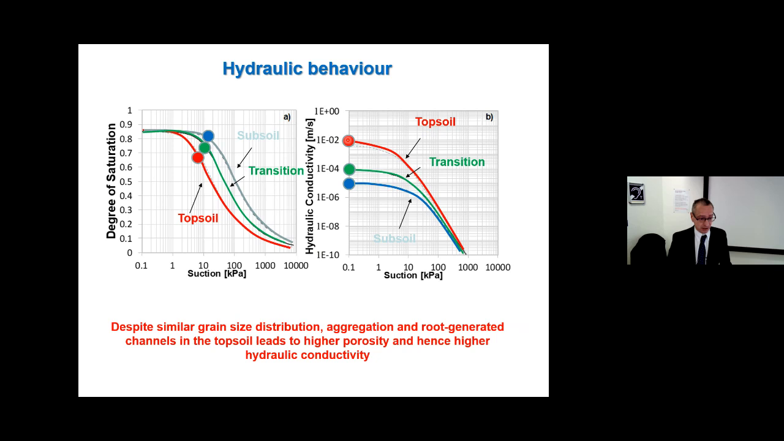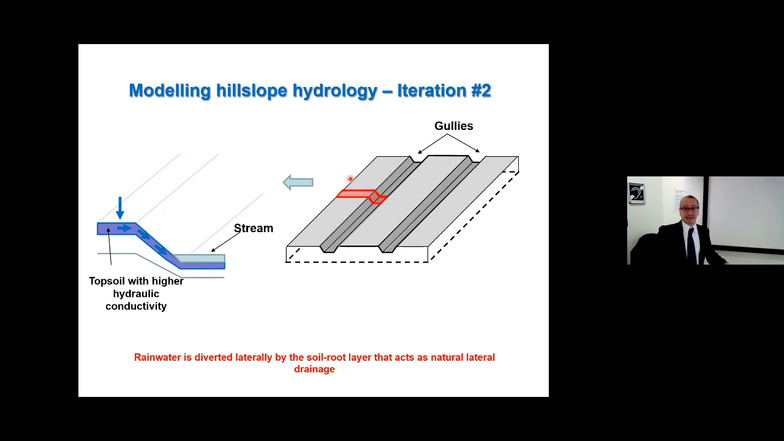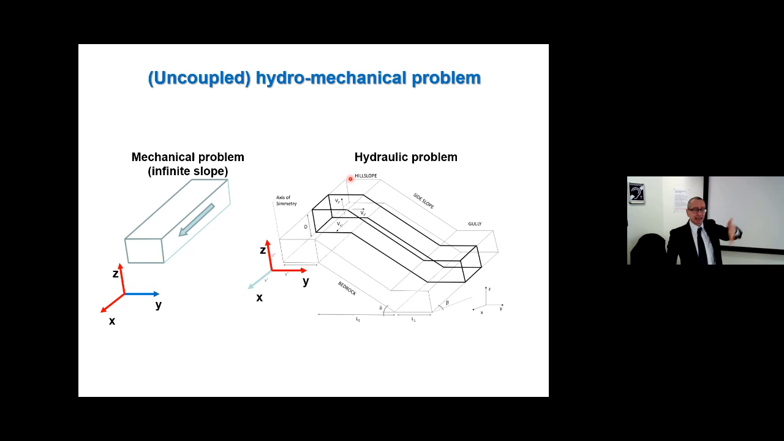The grain size distribution is the same, but the aggregation is entirely different. Let's say the fabric is entirely different. And then we have speculated an entirely different mechanism. When you have the rainfall, because this soil is very conductive, then the water is drained laterally towards the streams because the slope is made of many gullies. And then we remodel the slope by considering a slope stability looking at the infinite slope.